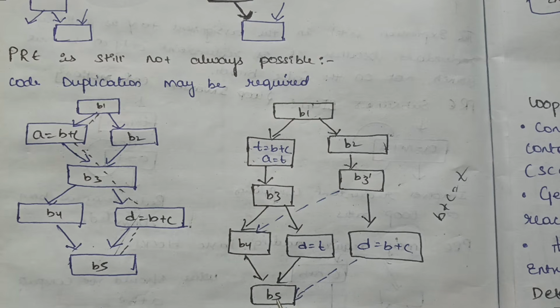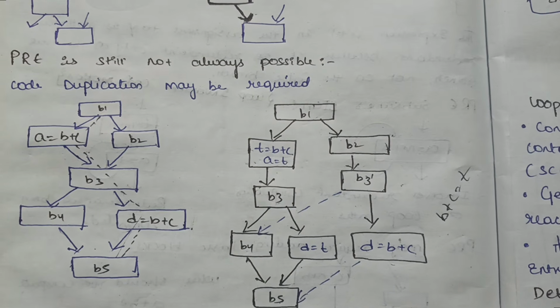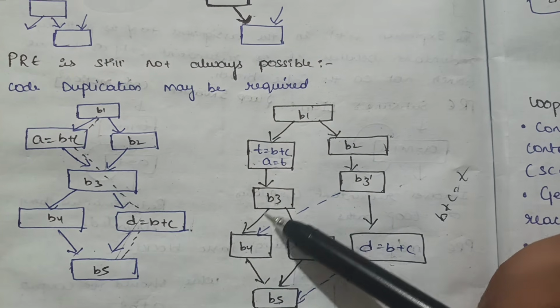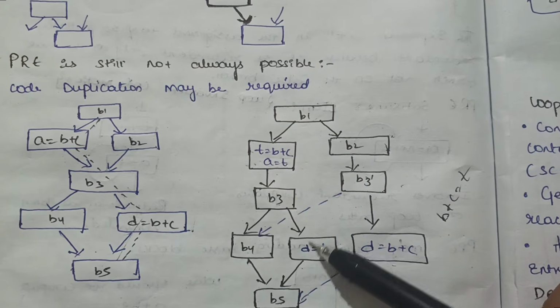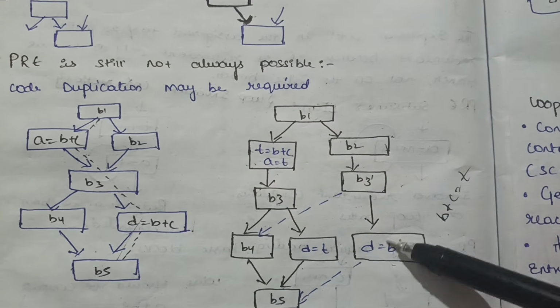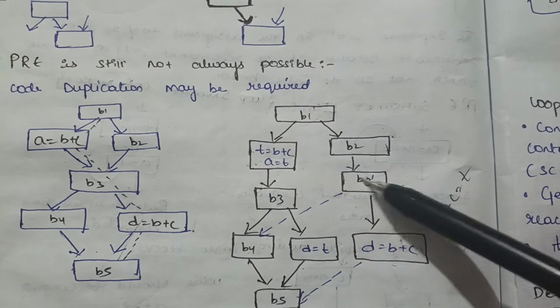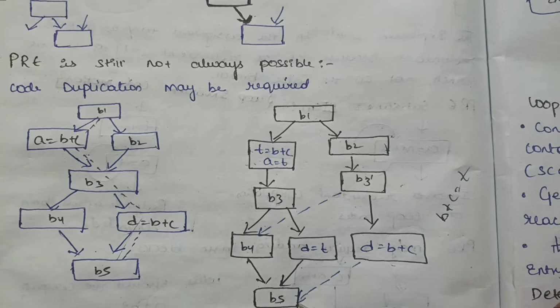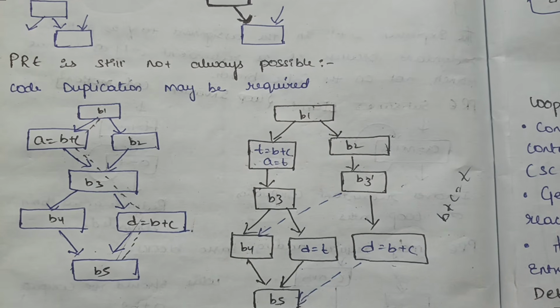So finally we will be getting to block 5. Here we have a number of paths. Either we can come in this path, or we can come in this path, or else we can come in this path also, or else we can come like this also. Okay, this is about partial redundancy elimination. Thank you.